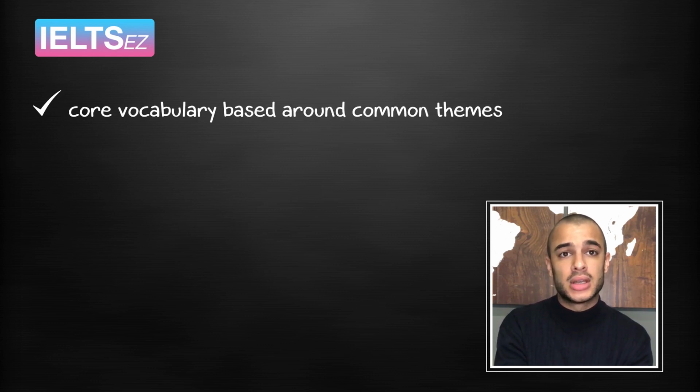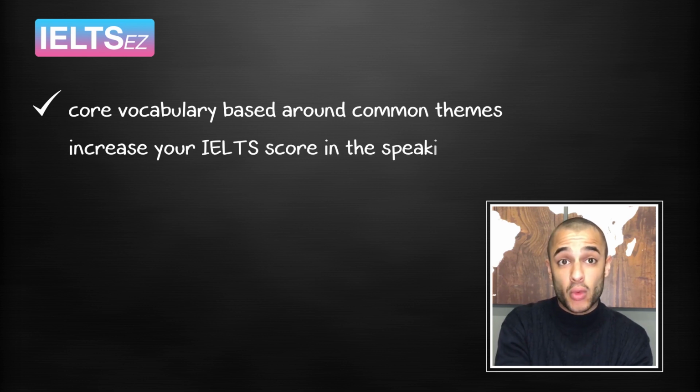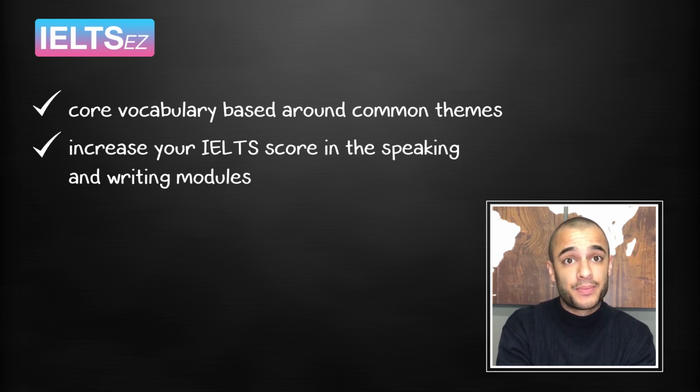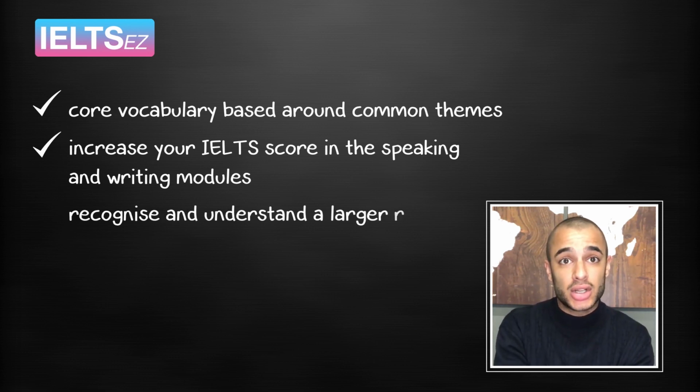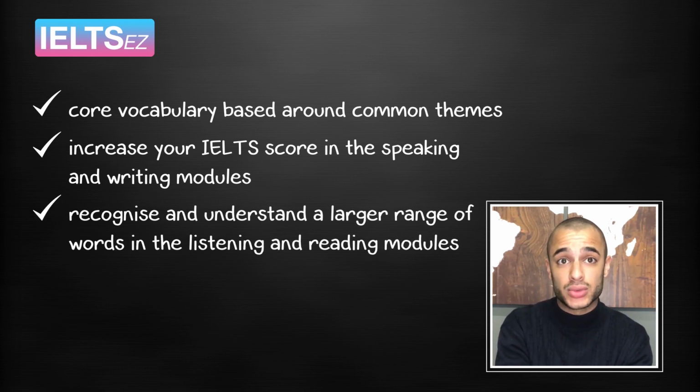The purpose of this IELTS video series is to provide you a set of core vocabulary based around common themes that appear in the IELTS test, such as food, music, movies, sports, and the weather. We will look at the themes I've mentioned and many more common ones throughout the series. By learning vocabulary through these themes in the most efficient way, you can increase your IELTS score in the speaking and writing modules, if that topic arises, and be able to recognise and understand a larger range of words in the listening and reading modules. As you can see, being able to use a wide vocabulary range is a major advantage in IELTS.